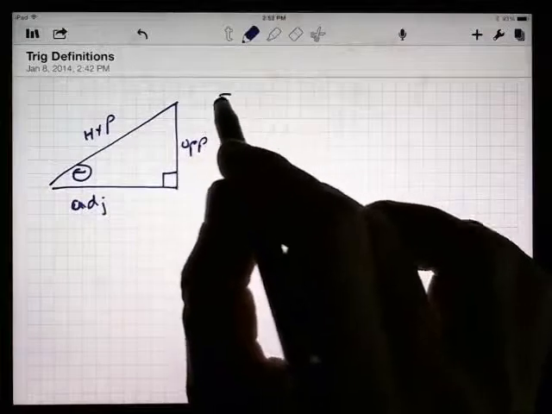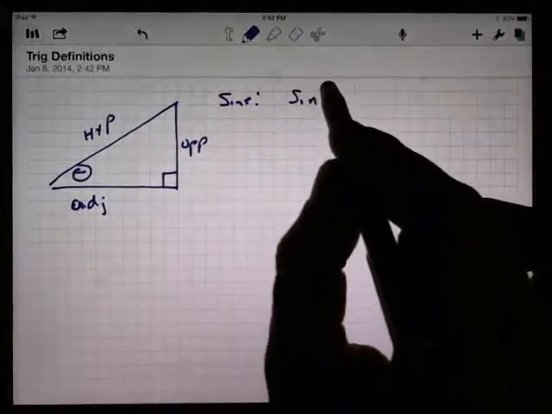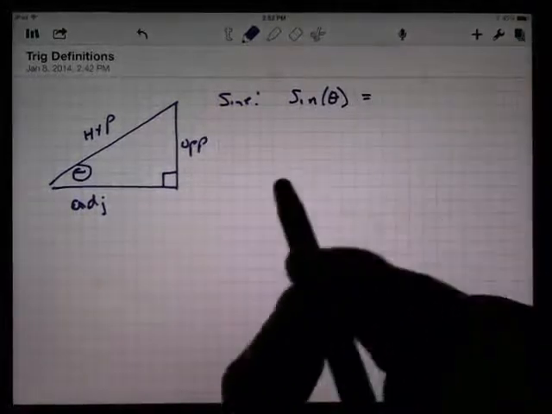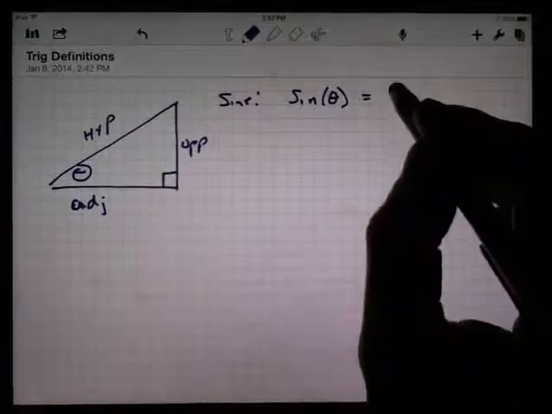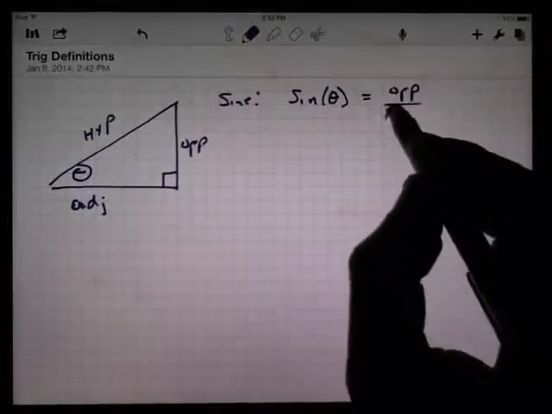The first one is called the sine, and I abbreviate it SIN, and the input is the angle. And the output is a ratio of sides. I'm going to grab the length of the opposite side, divided by the length of the hypotenuse.